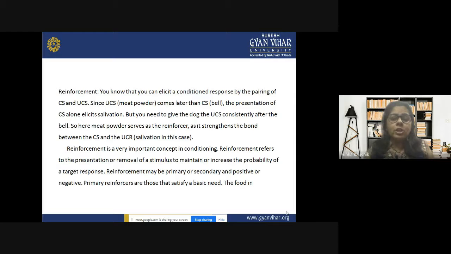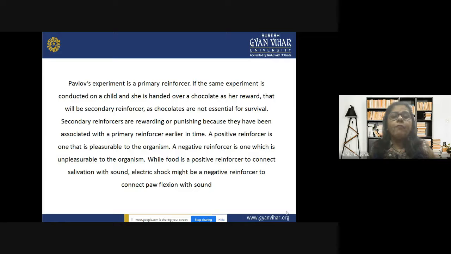Reinforcement refers to the presentation or removal of a stimulus to maintain or increase the probability of a target response. Reinforcement may be primary or secondary and positive or negative. Means when we are talking about reinforcement, it can be a primary reinforcement, it can be a secondary reinforcement, it can be a positive reinforcement, or it can be a negative reinforcement. Primary reinforcers are those that satisfy a basic need. The food in the Pavlov experiment is a primary reinforcer.